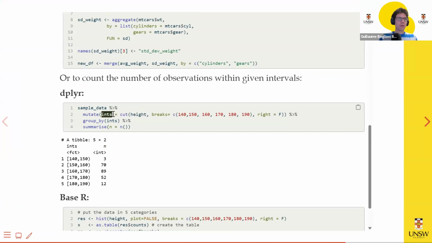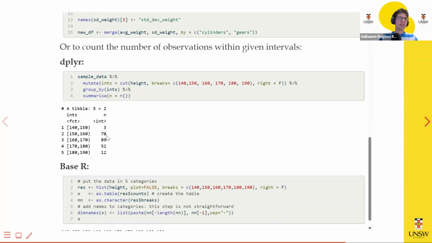I'm creating a variable called ints equal to that. But then I can group by, and basically, if I group by ints, I can find the number of people. So the number of people in this interval of height is 3. 70 people are between 150 and 160, and so on. Okay, not too complicated if you know how cut works.